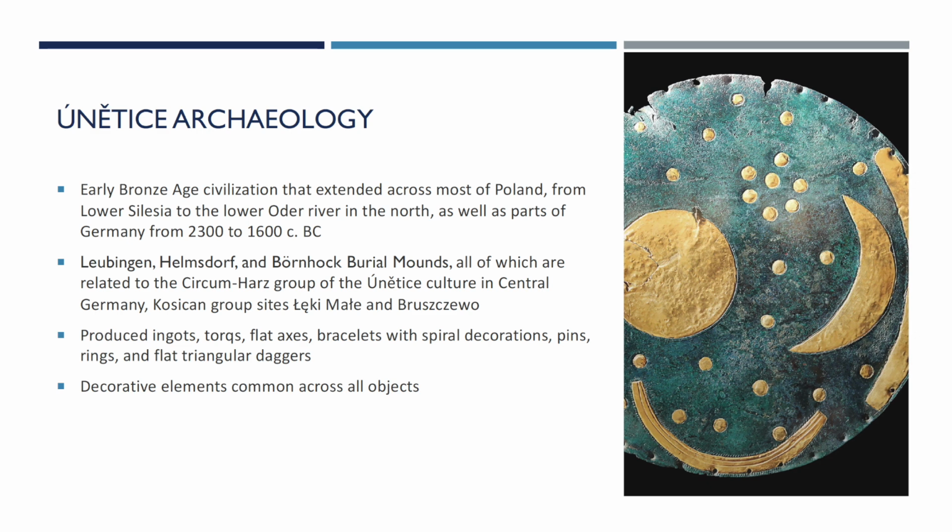The image that you see on the right is a particularly famous object called the Nebra sky disk, and this particular object has been dated to 1600 BC, so really the tail end of the Unetice culture in Europe. But they are particularly well known for their production of bronze objects, especially ingots, bracelets, axes, all sorts of really beautiful, intricate objects. And all of them have decorative elements that are common across all of the objects, as you'll see when we get to the methodology dataset.